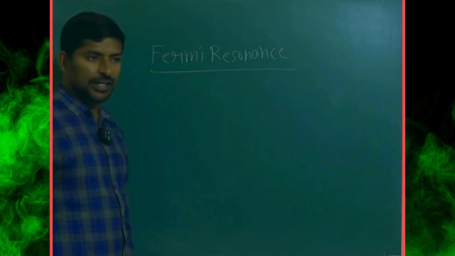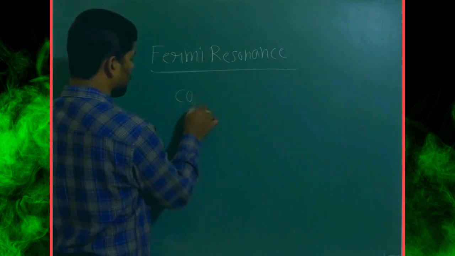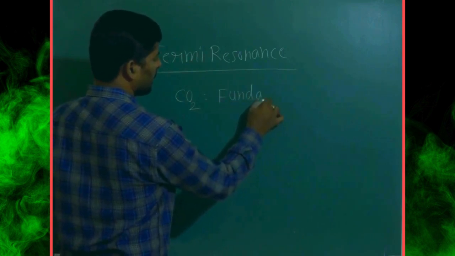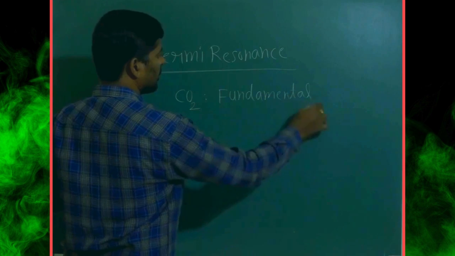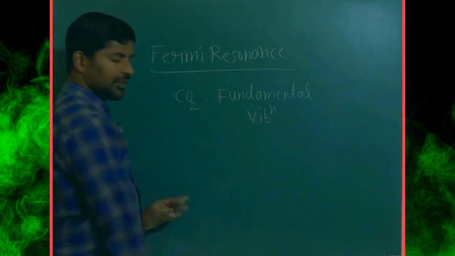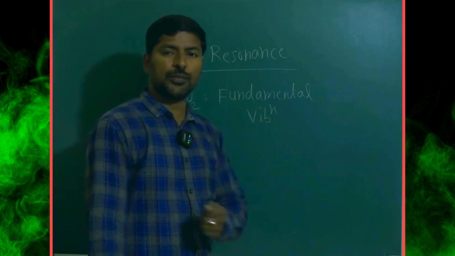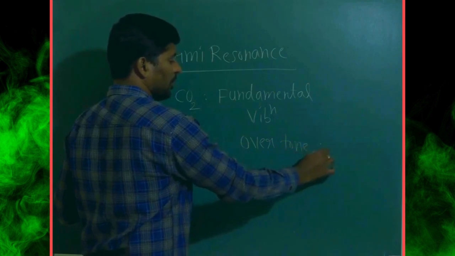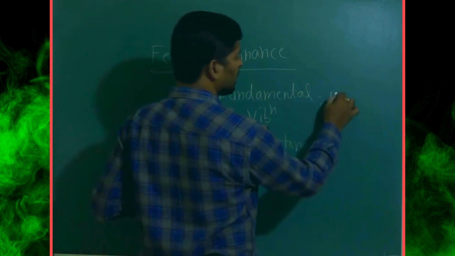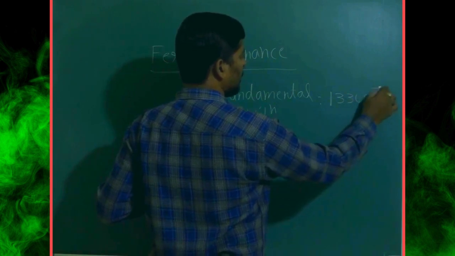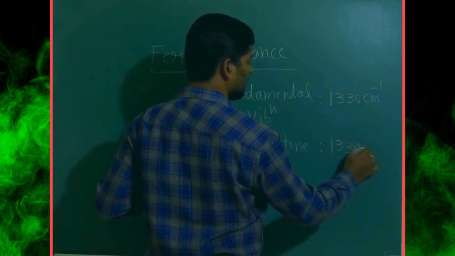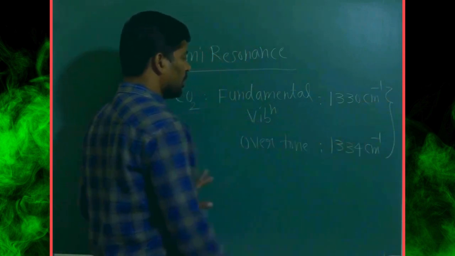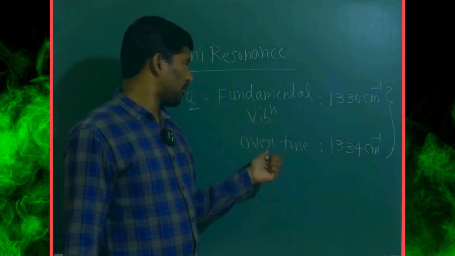Okay, that I will explain by an example. For example, if you take CO2, for CO2 fundamental vibration. We discussed fundamental vibration means 0 to 1, that is called fundamental vibration. And first overtone means 0 to 2. Fundamental vibration is observed at 1330 centimeter inverse, whereas overtone is observed at 1334 centimeter inverse. That means almost those two have the same vibrational frequency.